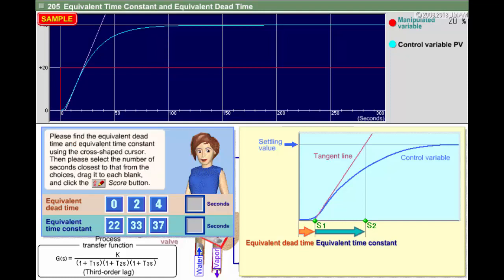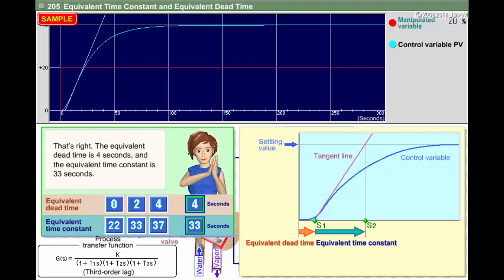All right, now please use the cross-shaped cursor to read from the graph how many seconds there are in the equivalent dead time and equivalent time constant. Then please select the appropriate number of seconds and drag it to the blank. That's right. The equivalent dead time is 4 seconds, and the equivalent time constant is 33 seconds.